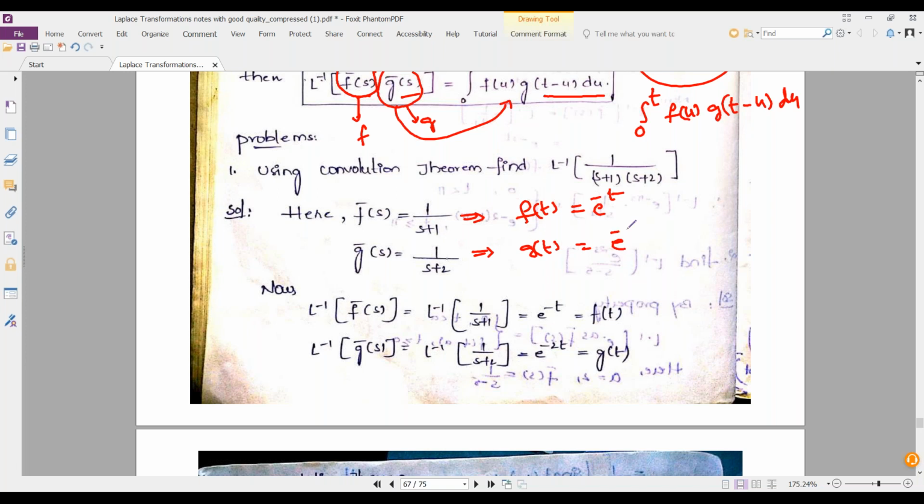e power minus 2t. Here some may ask a tricky question: sir, why do we need to take only this as f of s, why not this one? Yes, you can switch among these, no problem. It can be f of t, it can be g of t, that is up to you. The answer may be a little different, but the final answer may not deviate much from the required. In the majority of cases, the first function is taken as f of t, the second function as g of t. That is the normal procedure.